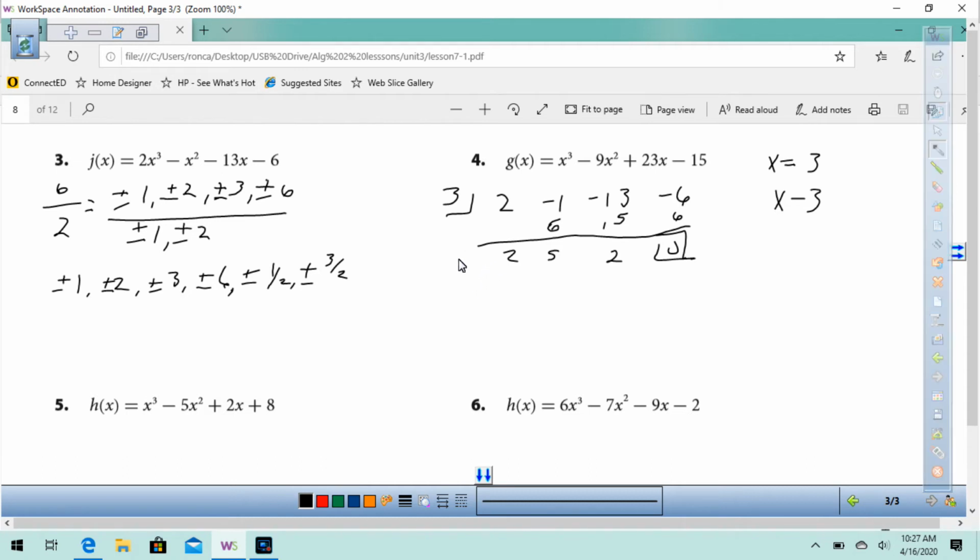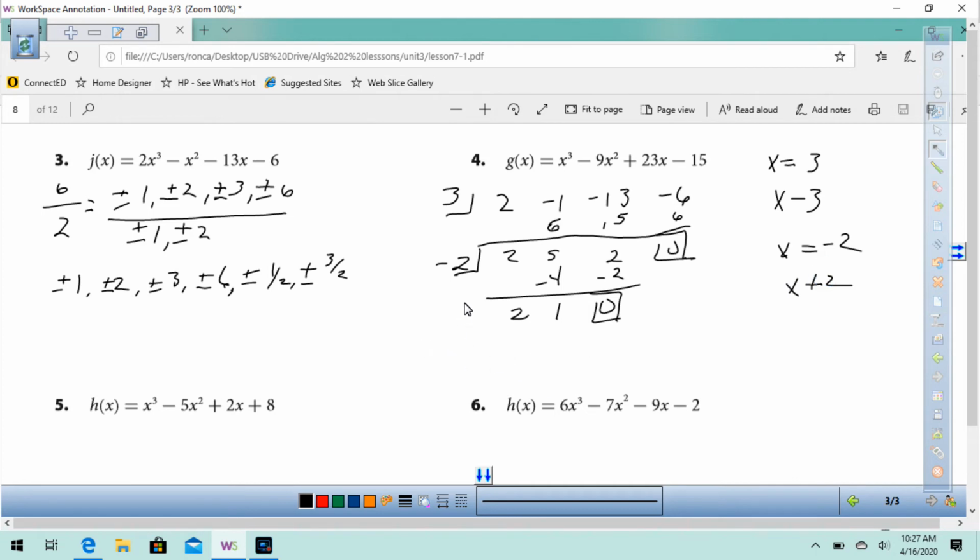And then, okay, let's see here. Well, we'll try 2. Bring 2 down. 2 times 2 is, let's try -2. That's going to give me -4. That's going to give me 1. That's going to give me -2. And that's going to give me 0. So I got x equals -2, so that's going to be x plus 2.